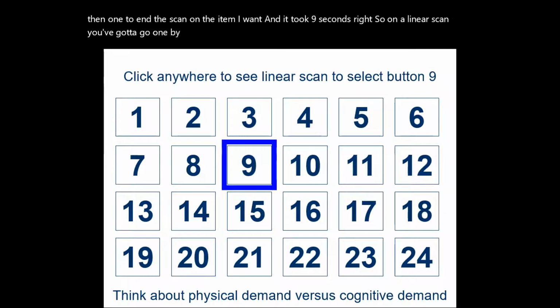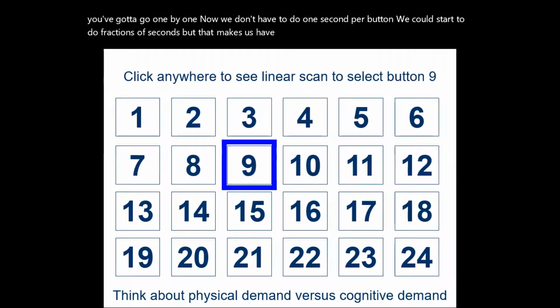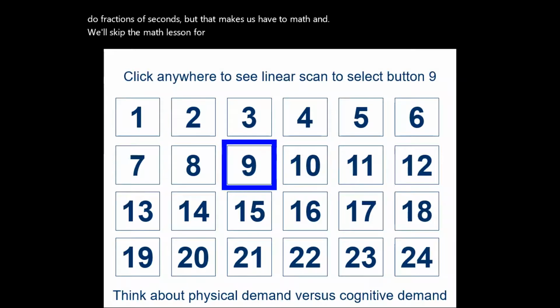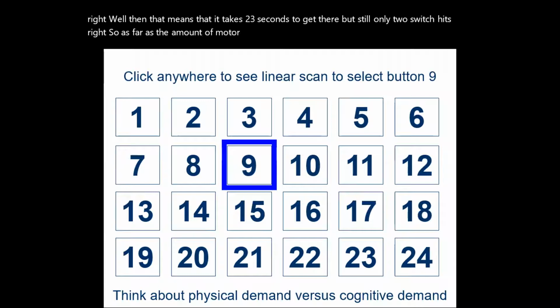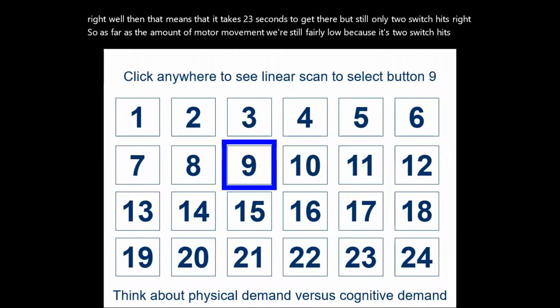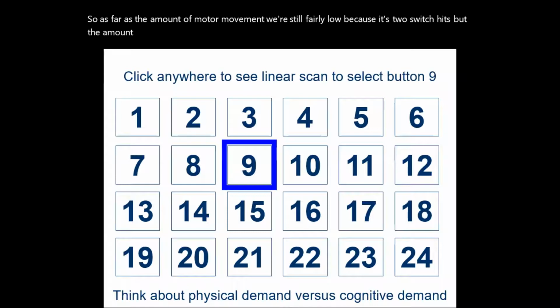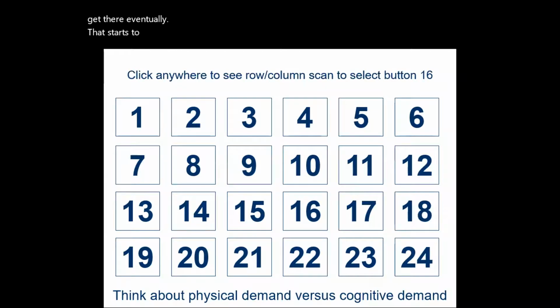So on a linear scan, you've got to go one by one. Now, we don't have to do 1 second per button. We could start to do fractions of seconds, but that makes us have to do math, and we'll skip the math lesson for now. But what if I need to hit button 23? Well, then that means it takes 23 seconds to get there, but still only 2 switch hits. So as far as the amount of motor movement, we're still fairly low because it's 2 switch hits, but the amount of cognition to understand, I've got to sit around and wait because it's going to get there eventually, that starts to go. Let's look at group item.